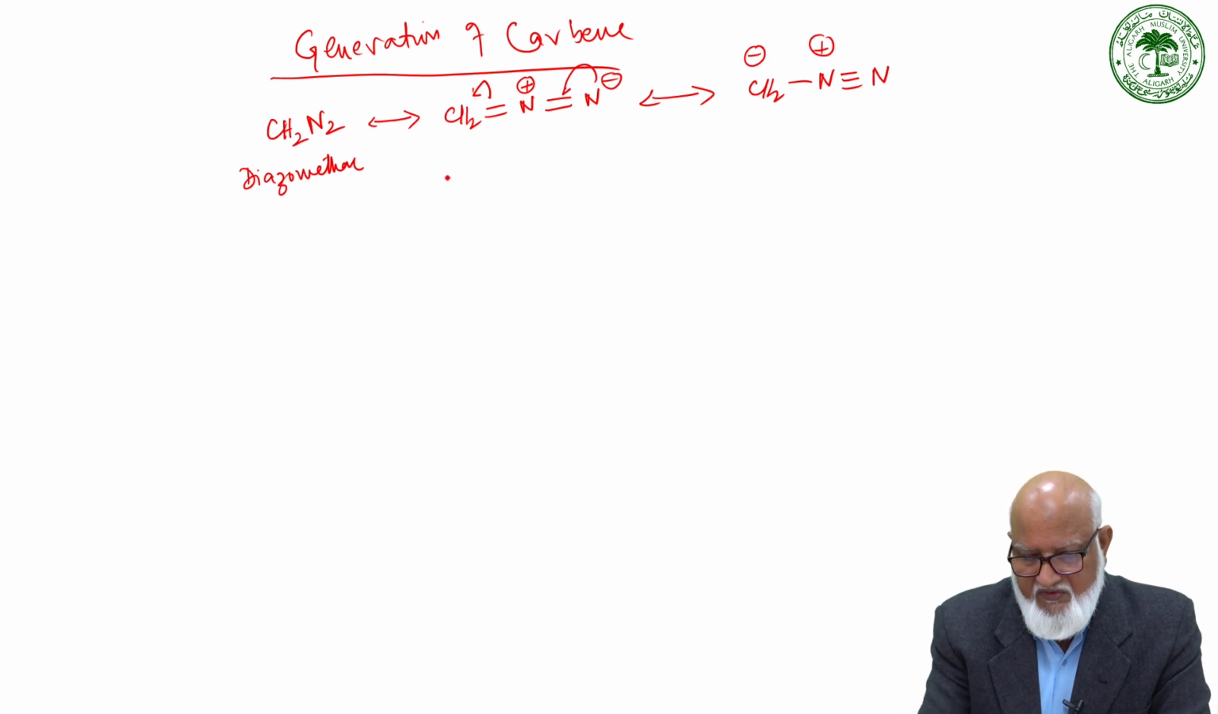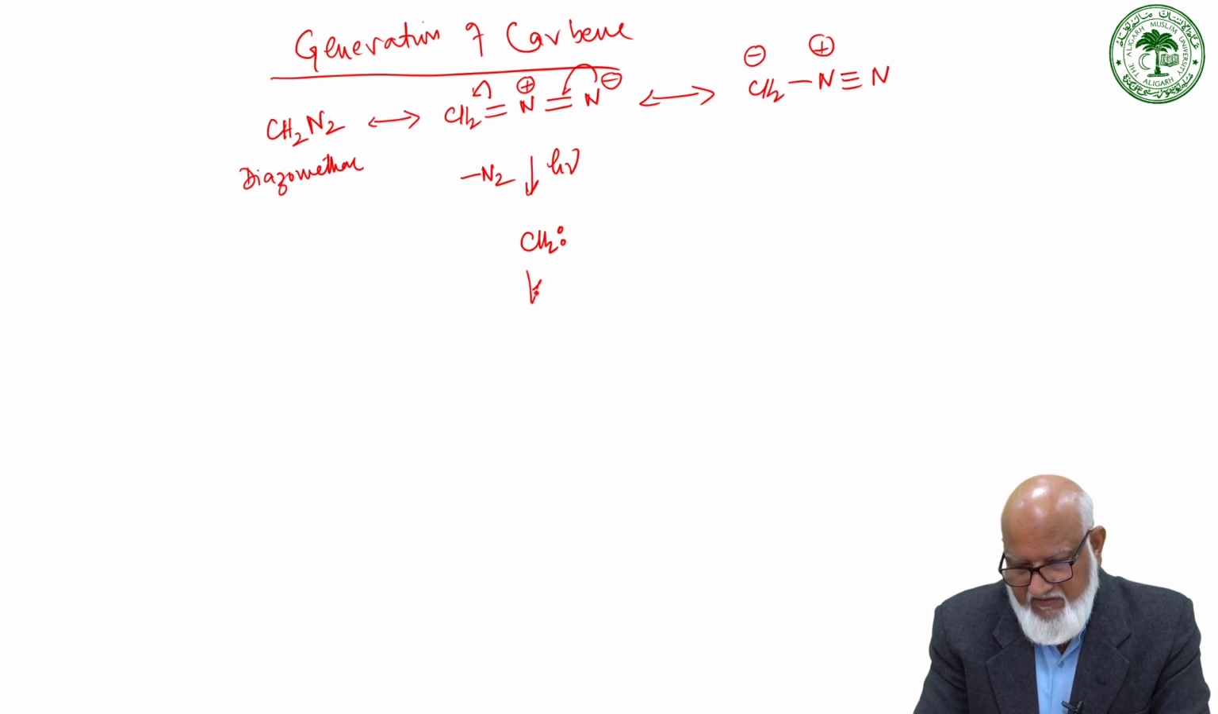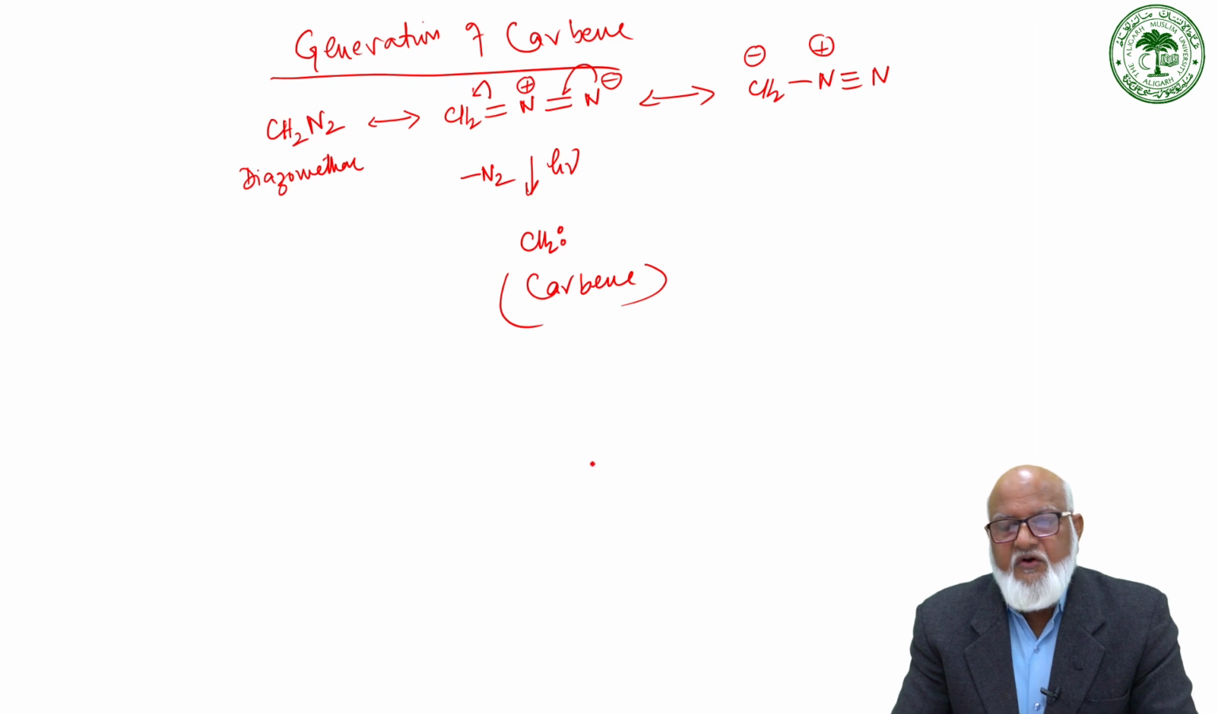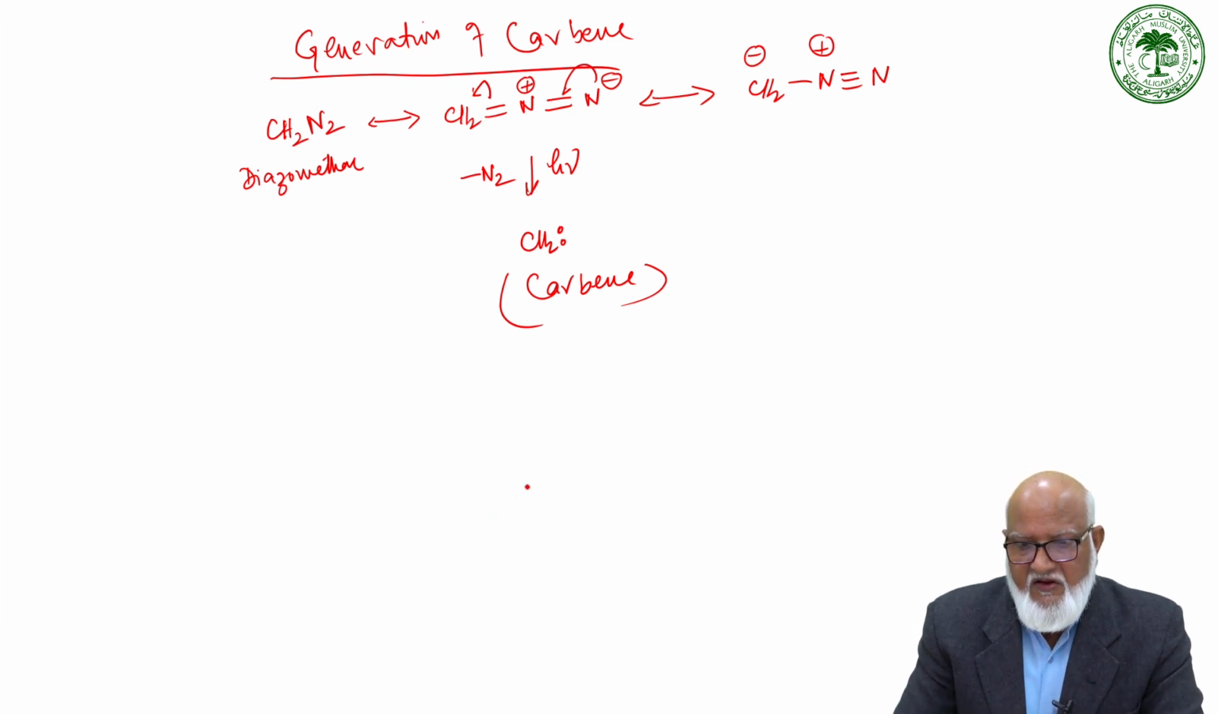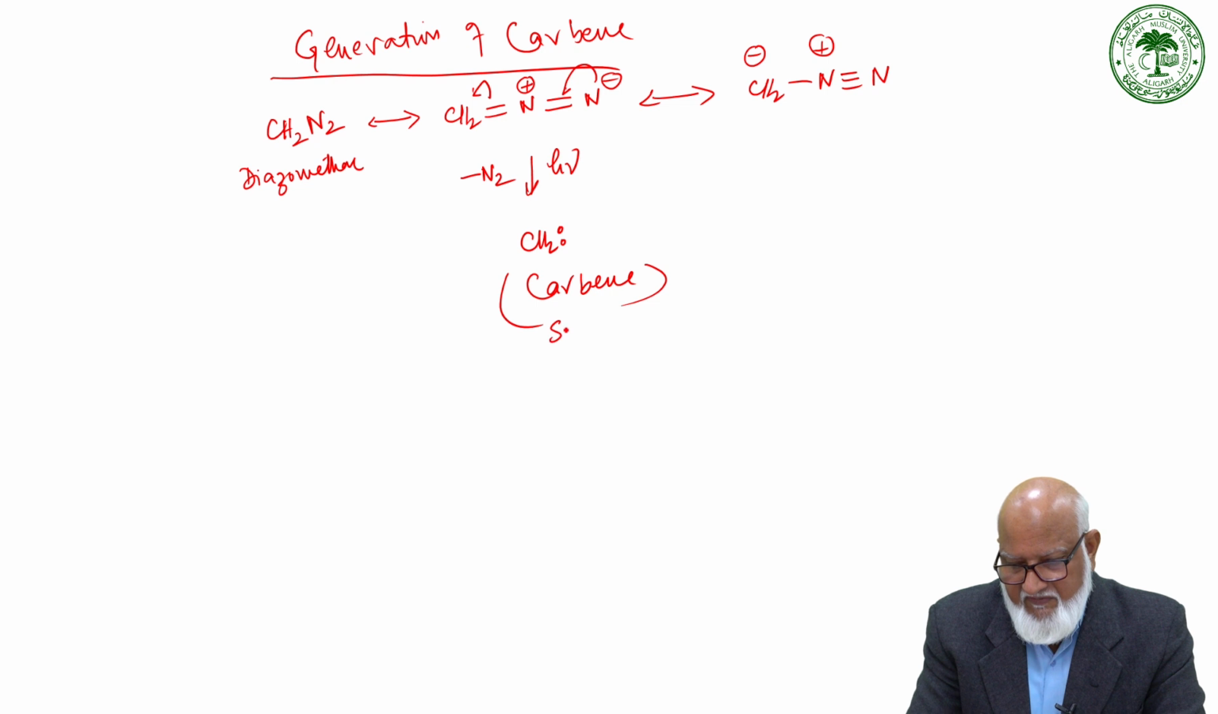Now it has been found that on photolysis, it loses nitrogen to generate the CH2 radical. This is a carbene, ketene carbene. Now it has been found that when the photolysis was carried out, direct photolysis gives a singlet carbene.